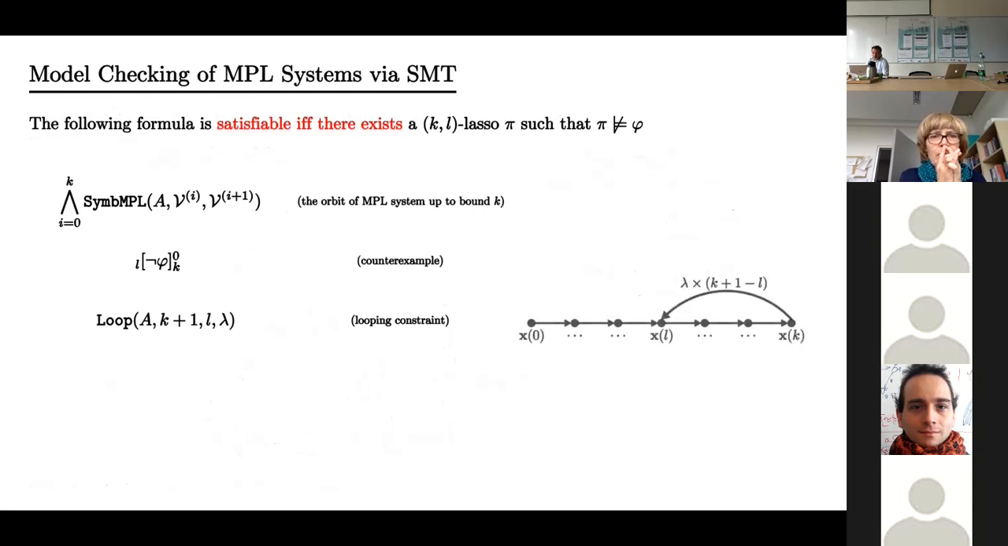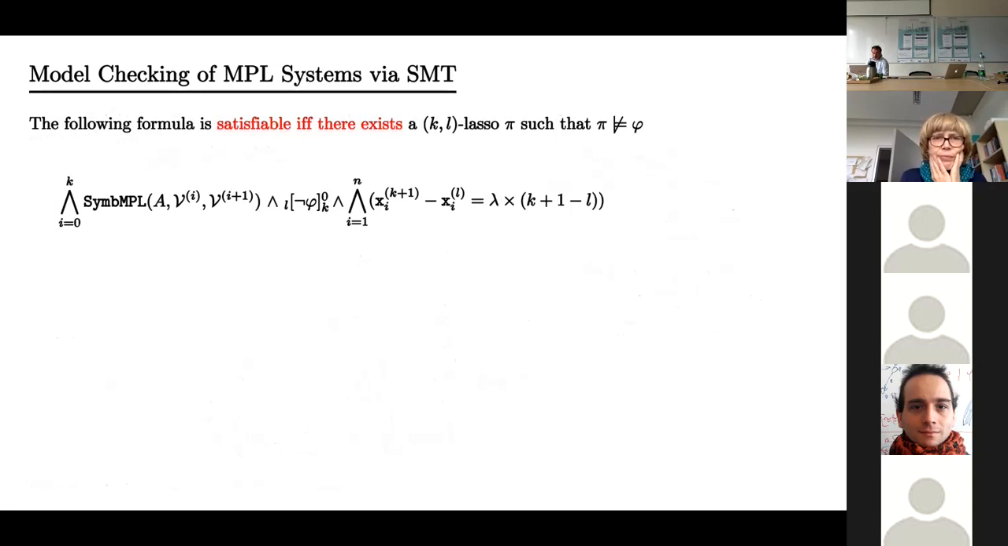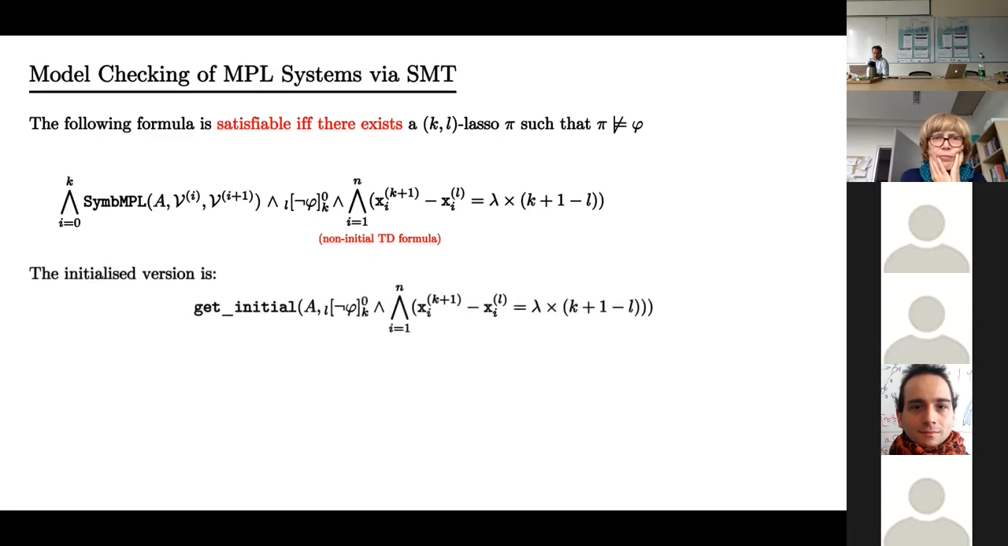From this illustration of KL lasso, the looping constraint is this formula. Here lambda is the eigenvalue of the state matrix. It is straightforward to see that this whole formula is actually a non-initial TD formula. We can get the initialized version as follows. In this instance, we don't need to include the first conjunct since all propositions are initial ones. The drawback for the initialized version is that it may yield a lot of propositions. However, on the positive side, it only involves one set of variables.